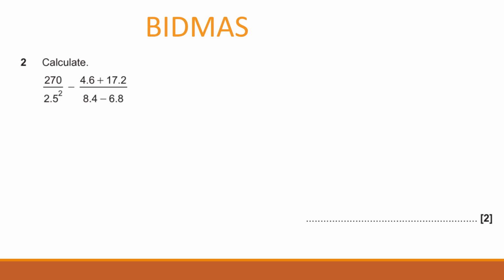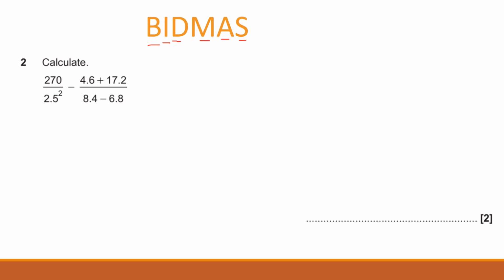Question 2 is a BIDMAS question, where BIDMAS stands for brackets. The I stands for indices, which are the powers, or like in this case, the squared. D stands for divide. M stands for multiply. A stands for add. And the S stands for subtract. And we need to use BIDMAS in order to be able to use our calculator to answer this question.